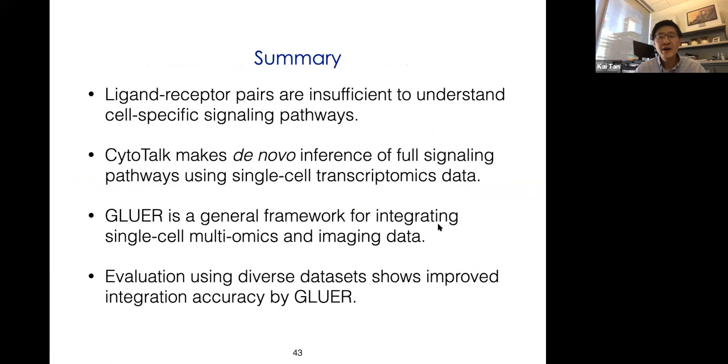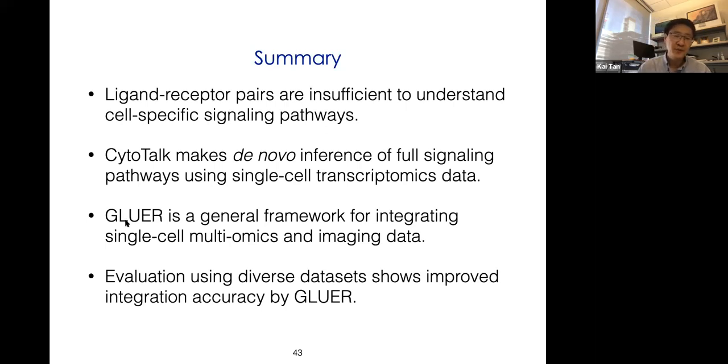Okay, so I hope I gave you a rough overview of the two algorithms we recently developed. Just to summarize, I have argued that just looking at ligand receptor pairs is insufficient to understand cell type specific signaling pathways. We therefore developed the CytoTalk algorithm for de novo inference of full signaling pathways using single cell transcriptomics data. We used single cell RNA-seq data, but presumably single cell FISH data could also be used moving forward.